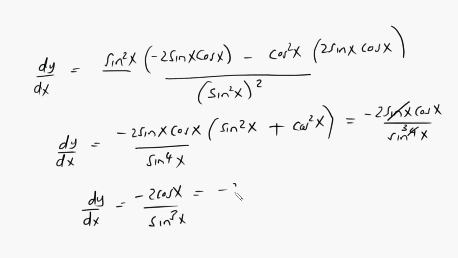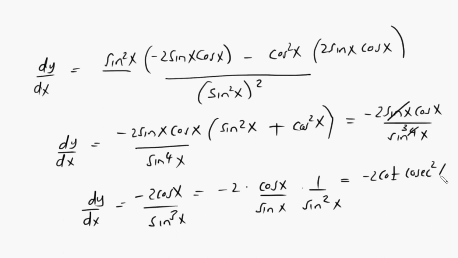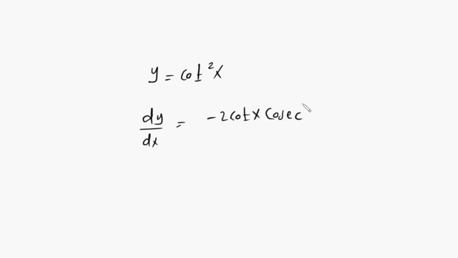Hii ni sawa na mtu aseme negative 2 times cos x over sin x times 1 over sin squared x, ambayo ni nini? Negative 2 cot x cosec squared x. Hii ni cot x. So when y equals cot squared x, dy dx is equal to negative 2 cot x cosec squared x.